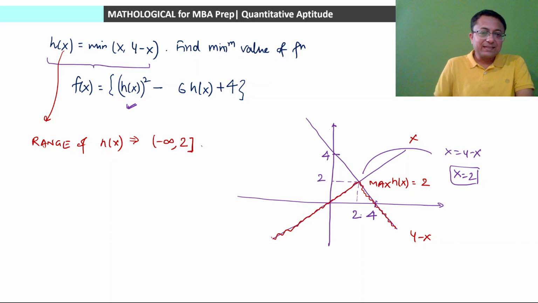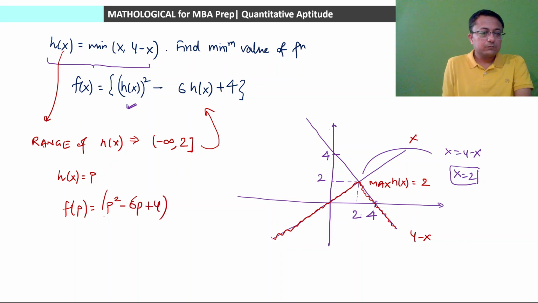And h(x) is basically the input for f(x), because f(x) is defined as h(x) whole squared minus 6 times h(x) plus 4. So we need to find the minimum value of f(x), given this condition that h(x) is between minus infinity and 2. Let us put h(x) equal to some value p, so f(p) will be equal to p square minus 6p plus 4, because now this function is looking simpler.